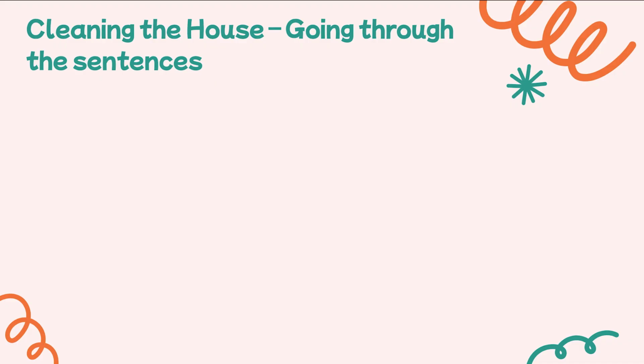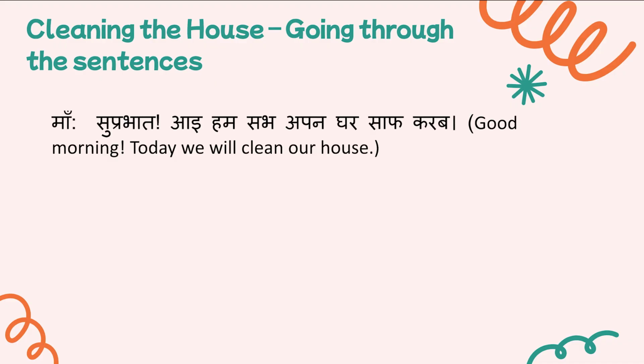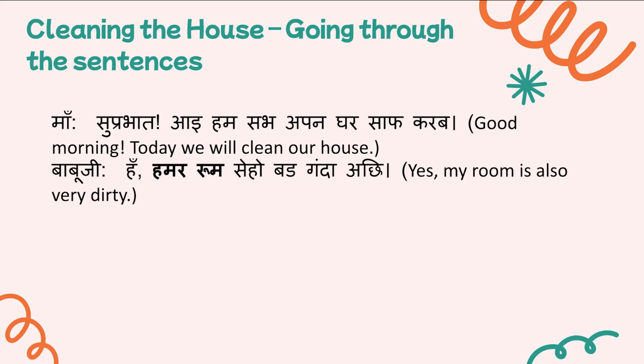Now let's go through the sentences that we have seen in this conversation one by one. So in the first sentence, the mother says, Suprabhat, हम सब अपन घर साफ करब. Now here, upon घर साफ करब, upon घर is basically the possessive thing, but it is dative one.